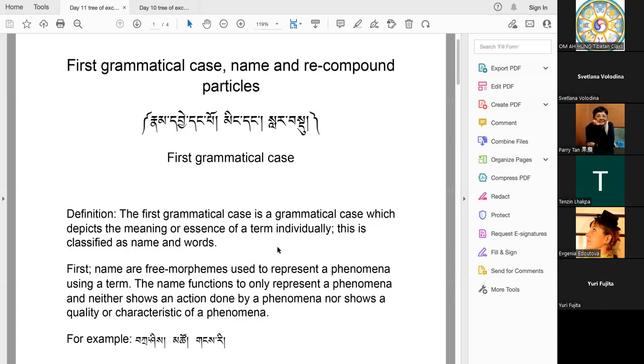And another thing that's important is "individually." This is going to be a very important word here. Individually. What does it mean? Why shouldn't we just say that it depicts the meaning or the essence of a term only? Why is it important to say individually?